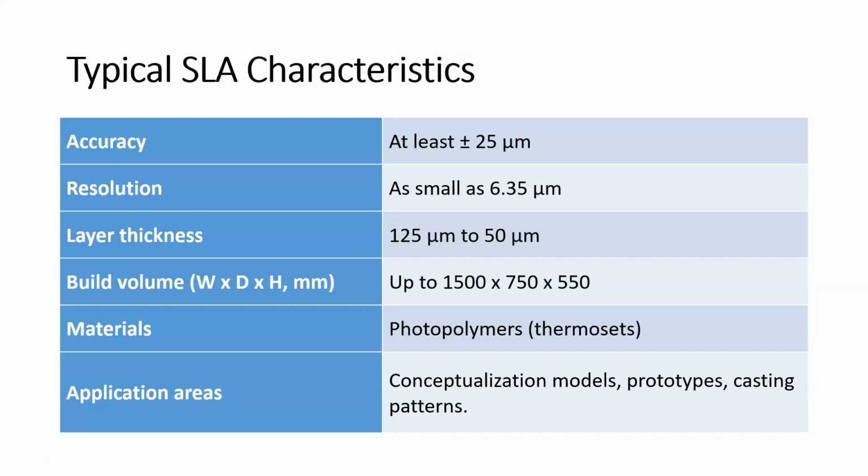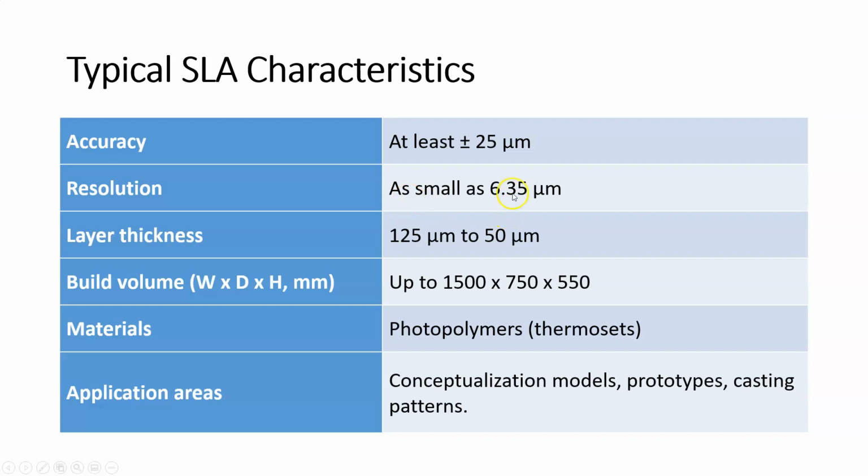Now, let me just say about these typical SLA characteristics, these numbers I took from data a couple of years ago, so 2018-ish. It is very likely that these numbers have been bested at this point, because 3D printing and additive manufacturing is just so explosive right now in terms of a technology. So use these typical characteristics as kind of generalized numbers. There's going to be better numbers out there on different machines. Okay, so accuracy plus or minus 25 microns.